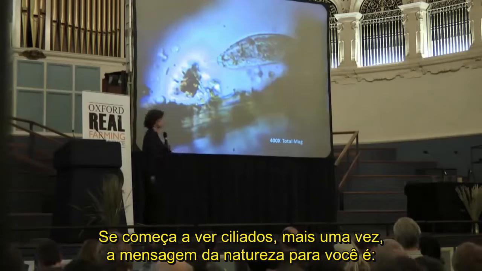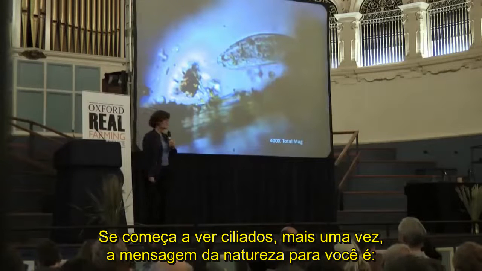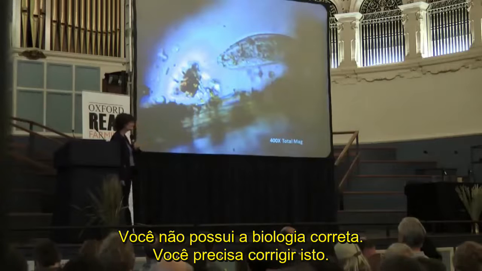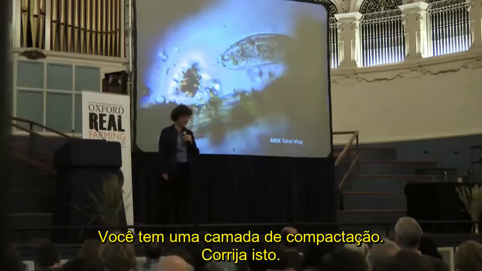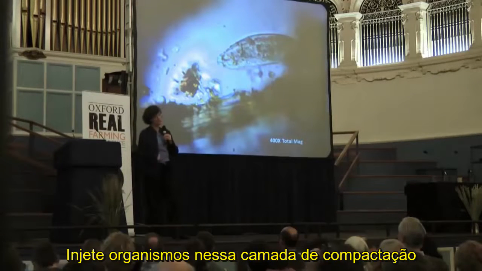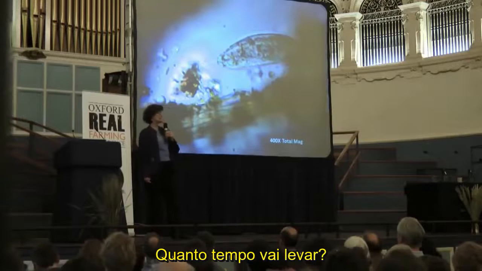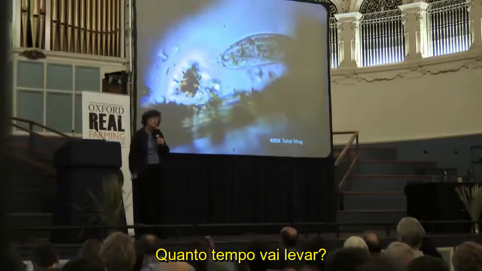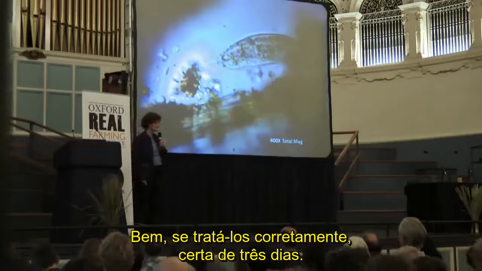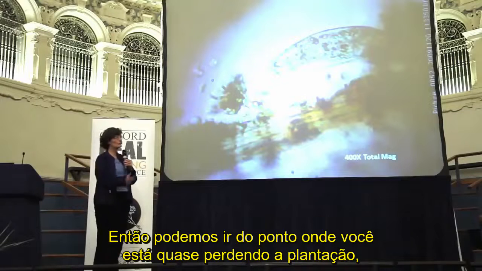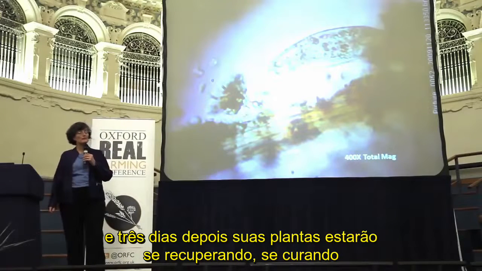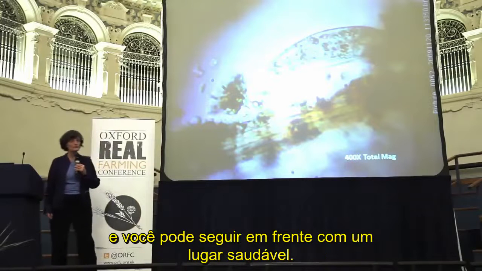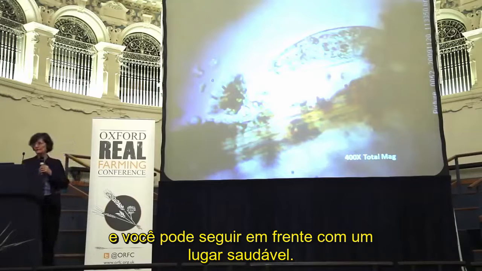You start seeing ciliates. Again, the message to you is that you don't have the proper life. You're going to have to fix this problem. You've got to get oxygen back into your soil. You've got a compaction layer. Go fix it. Inject the organisms to that compaction layer. Let them rebuild it. How long does it take these organisms to rebuild? Well, if you're treating them right, it takes them about 3 days. So we can go from a place where you're about to lose your crop, and 3 days later, your plants are recovering, they're regaining health, and you can continue on to a place where you don't have the damage.